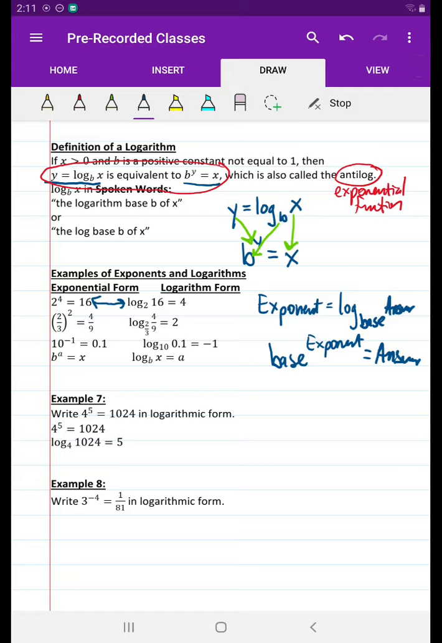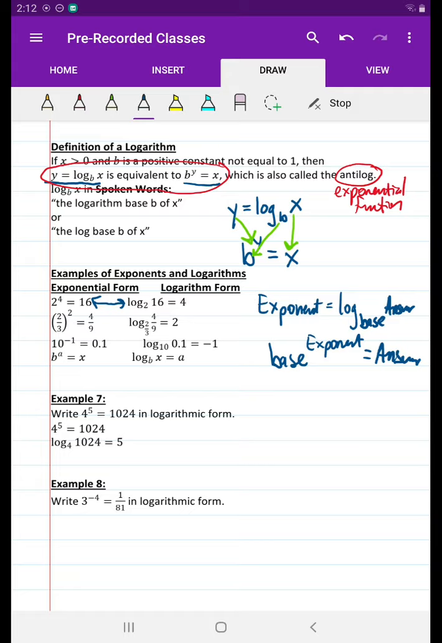Okay, so then I can even throw some negative exponents in there. If I have 10 to the negative 1 equals 0.1, that turns into log base 10 of 0.1 is negative 1. And so an easy way to remember this is b to the a equals x, so log base b of x equals a. Okay, and so you can see how you kind of flip things around.